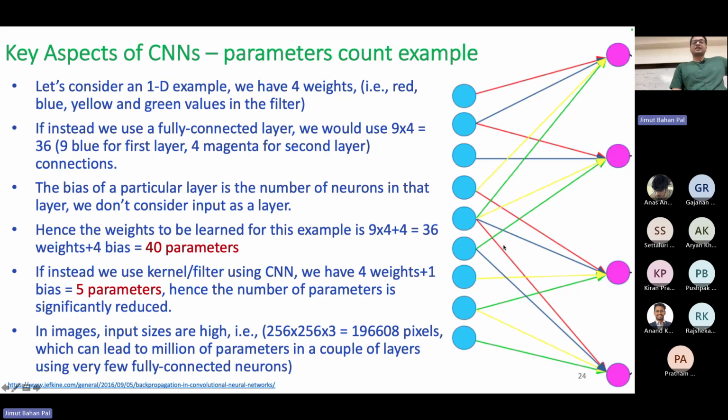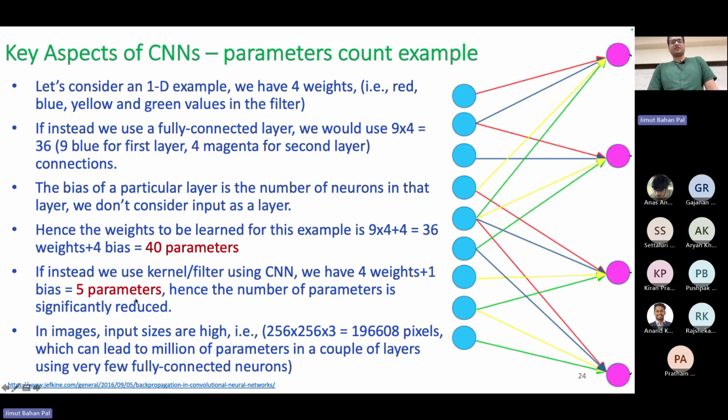But when we use convolution, say we use a CNN filter with four pixels: this one is red, this one is blue, this one is yellow, this one is green. The same filter is convolved through the whole input. So the number of parameters is 4 plus 1 for bias, since each filter has 1 bias. Ultimately there is an 8 times reduction in parameters. Represented as a fully connected layer, it would have a parameter count of 40.